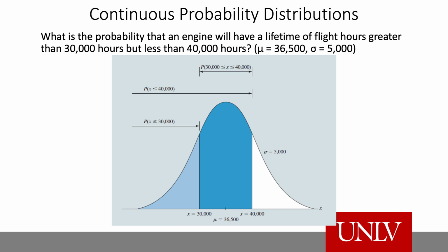Perhaps Grill is also interested in knowing the probability that an engine will have a lifetime of flight hours greater than 30,000 hours but less than 40,000 hours. How do we calculate this probability? So first, we can restate the question as follows. What is the probability of 30,000 less than or equal to x and then less than or equal to 40,000? This figure shows the area under the curve needed to answer this question. The area that corresponds to the probability can be found by subtracting the area corresponding to the probability of x less than or equal to 30,000 from the area corresponding to the probability of x less than or equal to 40,000.